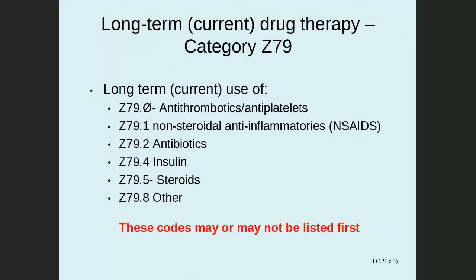Another status code is used to indicate that the patient is receiving long-term drug therapy. Receiving this therapy may affect other treatments or examinations. For example, antithrombotics, antiplatelets, non-steroidal inflammatories, antibiotics, insulin, steroids, and others. These codes may or may not be listed first depending on the circumstances.